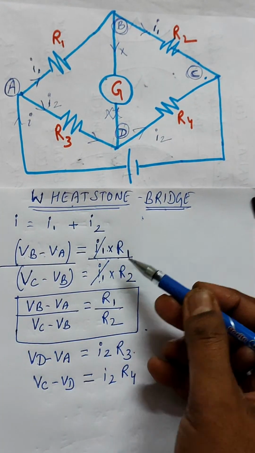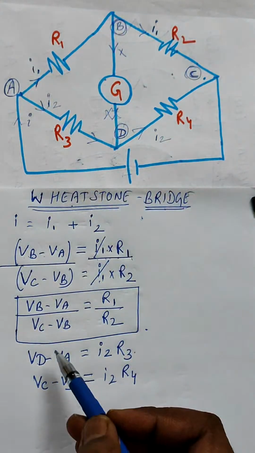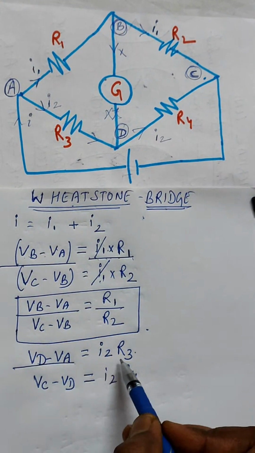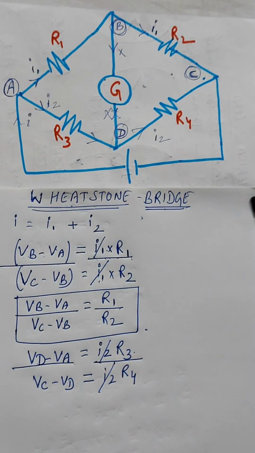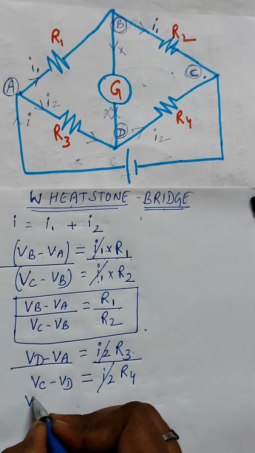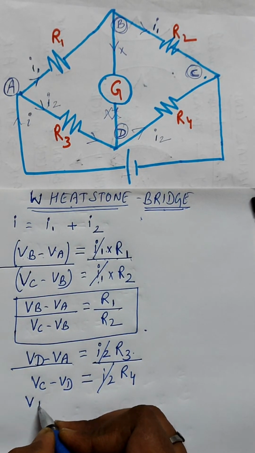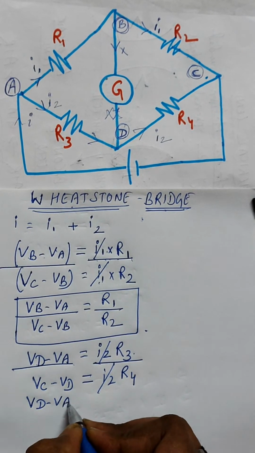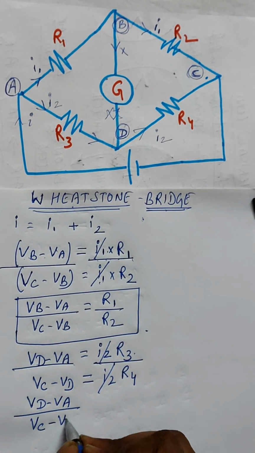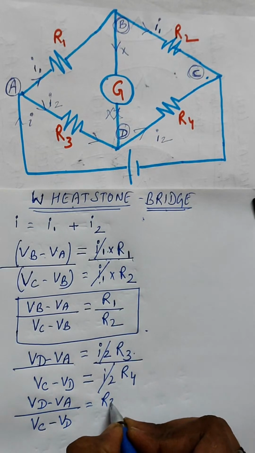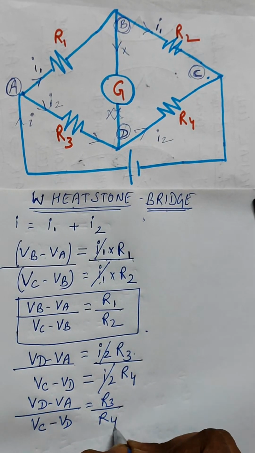Similarly, as we did for the above branch, we will do for this and divide LHS and RHS. Then I2 and I2 will be cancelled out. Then we will get the relation (VD minus VA) divided by (VC minus VD) as R3 by R4.